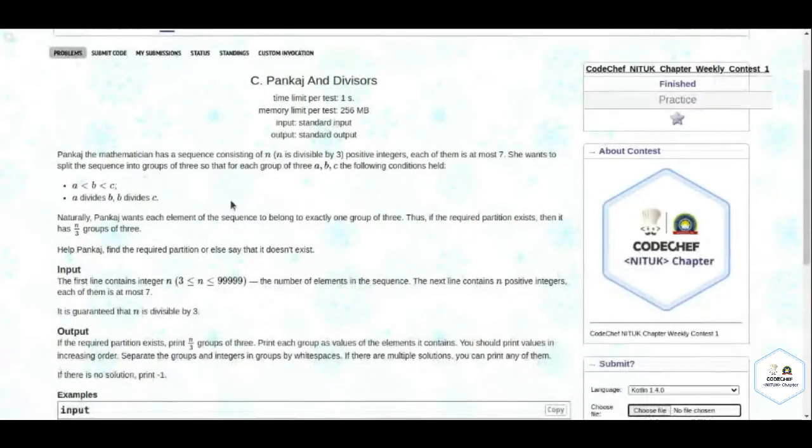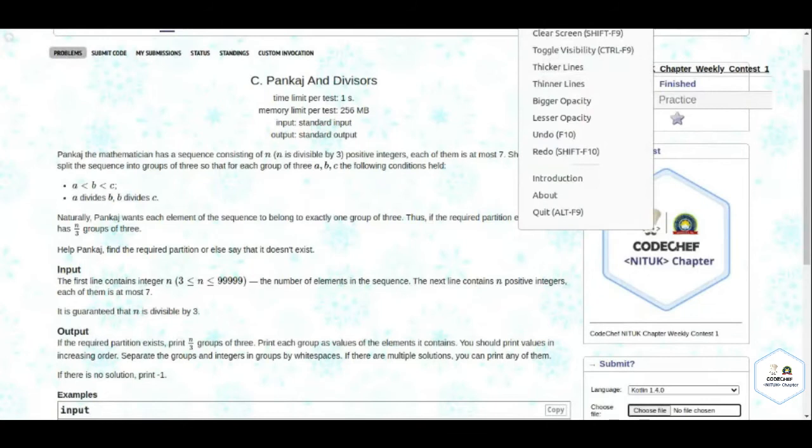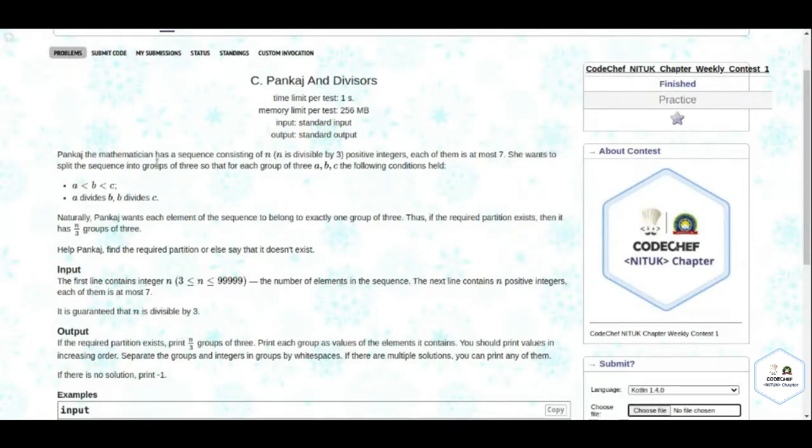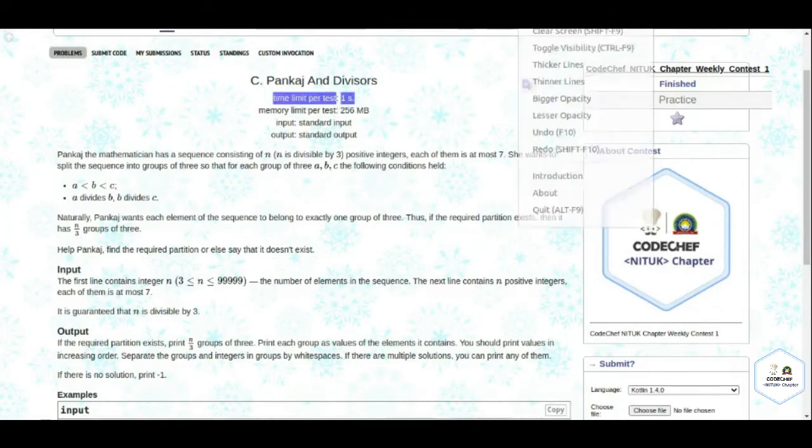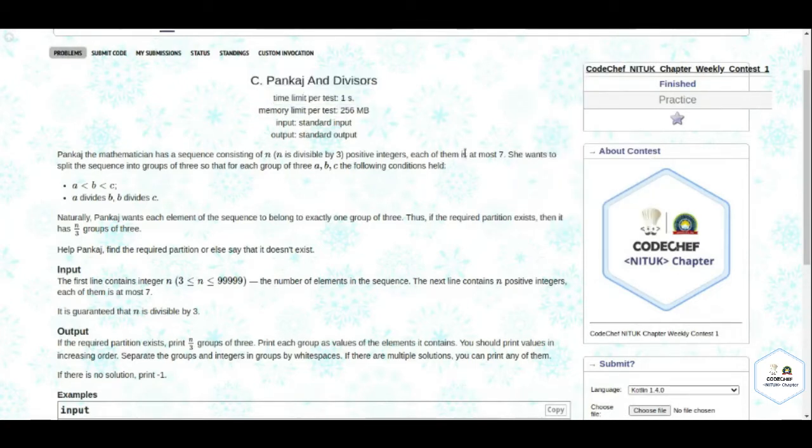So the next problem is Pankaj and the divisors. Pankaj is a mathematician who has a sequence of n integers, and n is divisible by 3. Each of them is at most 7. So we are given n integers, the maximum value is 7, and they are positive integers. Positive integers means natural numbers, greater than or equal to 1.